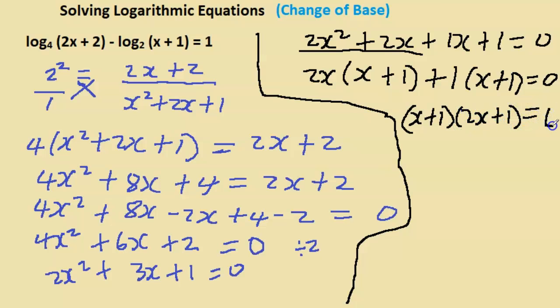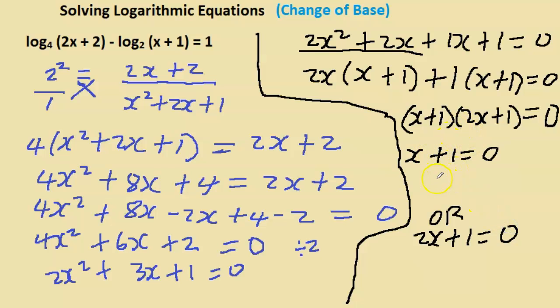And to solve this quadratic, we equate both brackets to 0. So x plus 1, we equate that to 0, and the 2x plus 1 will also equate to 0. Solving this, we get x equals negative 1. And solving this, we have 2x equals minus 1. Divide both sides by 2. So x equals minus half, or minus 0.5.